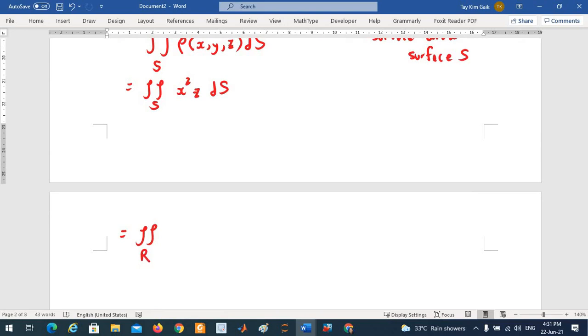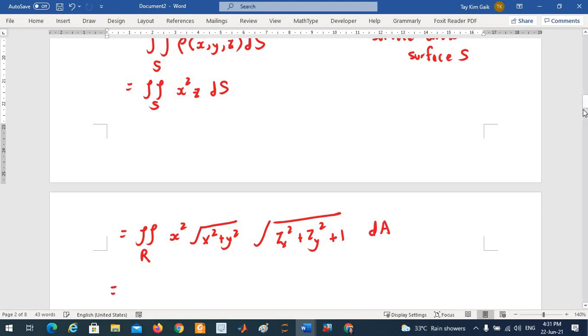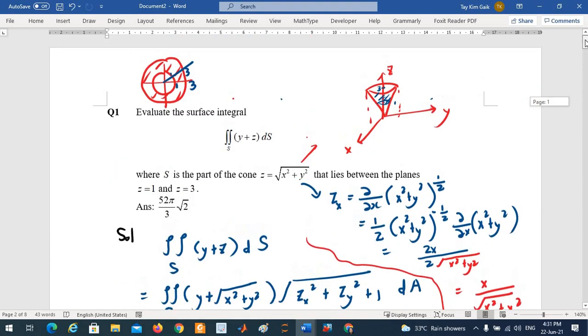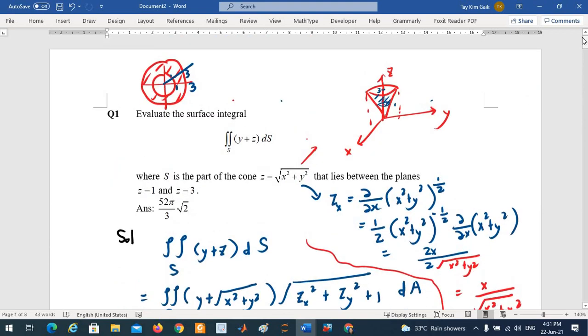This will become region R, x squared, z replaced by the cone equation, square root of x squared plus y squared, dS is square root of zx squared plus zy squared plus 1 dA. Okay, and the region R is similar to equation 1, but it's only bounded by the plane z equal to 1 up to z equal to 4. So its r is from 1 to 4.